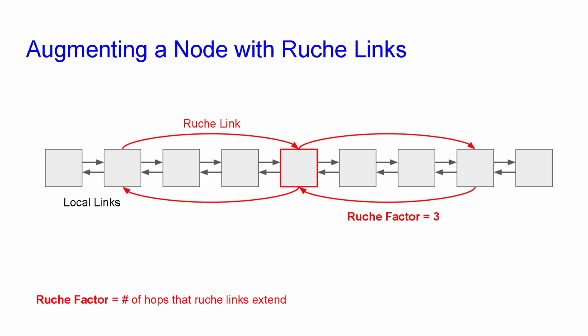Now we add the additional links that jump multiple hops. These are called Ruche links. These links consume the routing resources of the skip tiles without adding any logic inside those tiles. The term Ruche vector means the number of hops that these links extend. We changed the routing algorithm so that if a packet needs to travel greater distance than the Ruche vector, then it will take the Ruche link. Otherwise, for the local traffic, it will still utilize the local link.